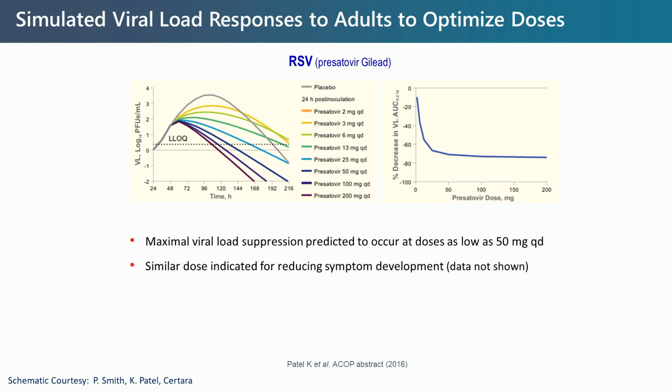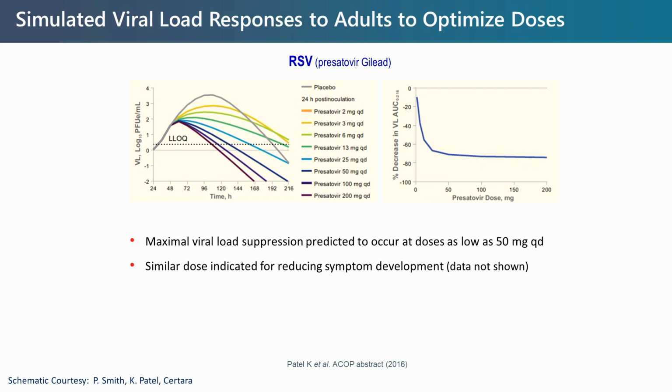The simulated viral load responses in adults are often done to optimize doses, and as you can see here, you have a viral load log plot as a function of time that goes from 24 hours to 216 hours. You have the LOQ line. The placebo is where you don't see an effect, but for different drug concentrations yielding from different doses going from 2 milligram QD all the way to 200 milligram QD, you see a variety of changes to the viral load as a function of dose.